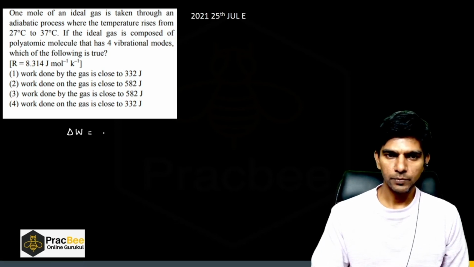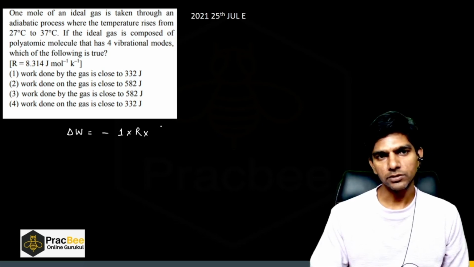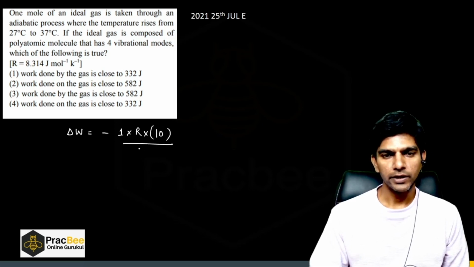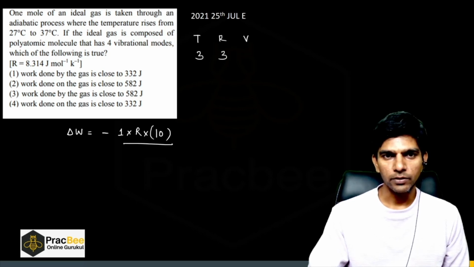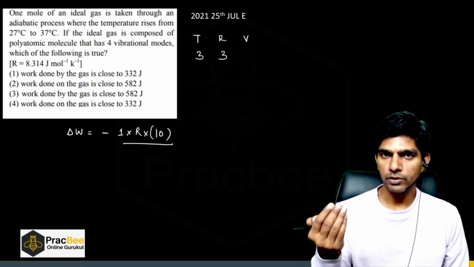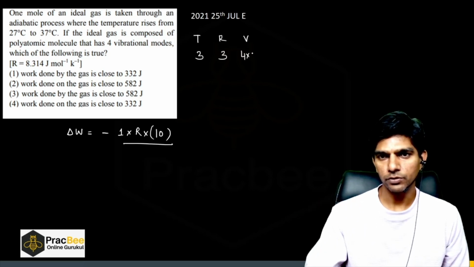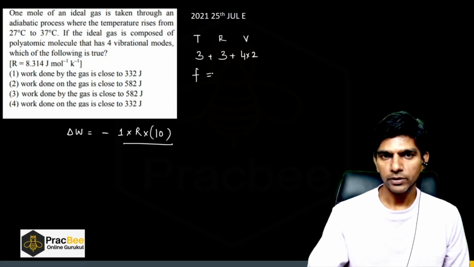So we can say delta W will be minus n R delta T, where the increase in temperature is 10 degrees Celsius, divided by gamma minus 1. It's a polyatomic molecule that has 4 vibrational modes. So we have translational, rotational, and vibrational. For polyatomic, there are 3 modes of translation, 3 degrees of freedom of rotation, and for each vibrational mode there are 2 degrees of freedom. So 4 multiplied with 2, the degrees of freedom for this polyatomic molecule will be 3 plus 3 plus 8, so it will be 14. So F will be 14.